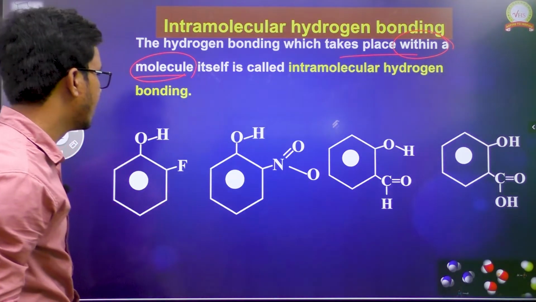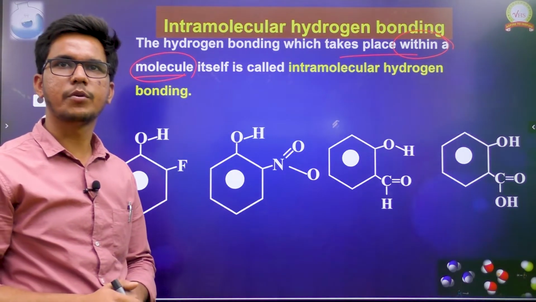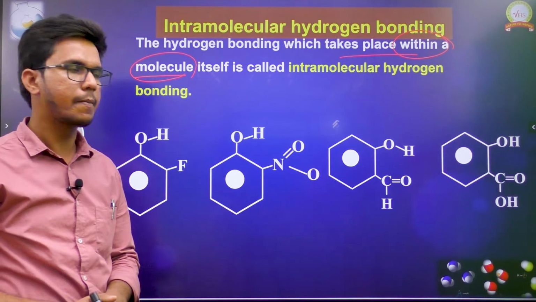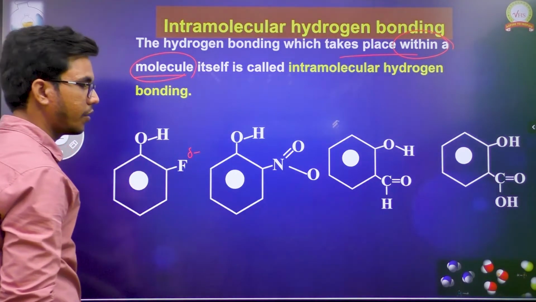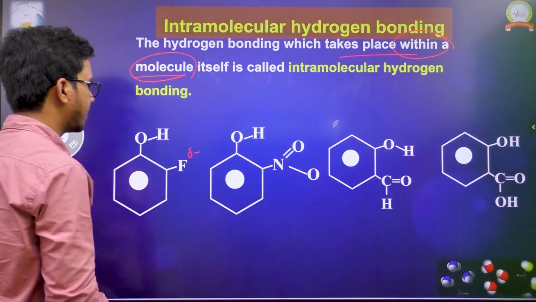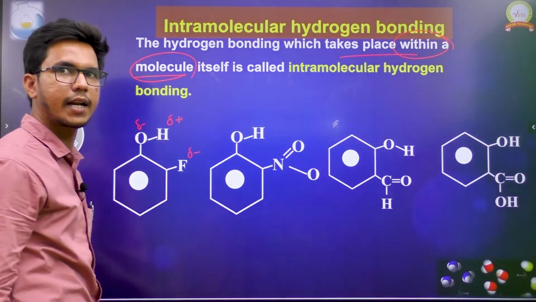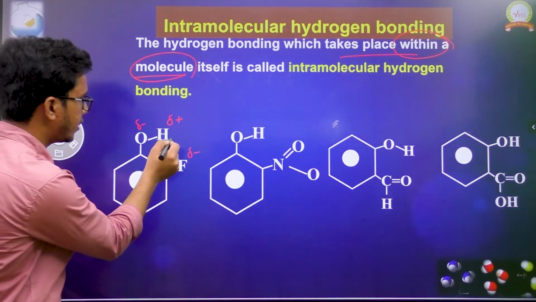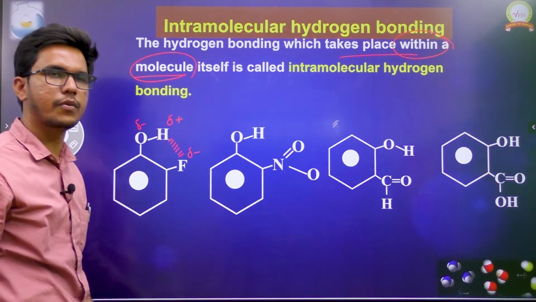Generally, if you take benzene substituted compounds, ortho substituted compounds can form hydrogen bonding steadily. For example, if you take fluorine here, it is highly electronegative and gets a partial negative charge. Here hydrogen is connected to oxygen, where hydrogen gets a partial positive and oxygen gets a partial negative charge. What happens between these two? There is a formation of hydrogen bonding.